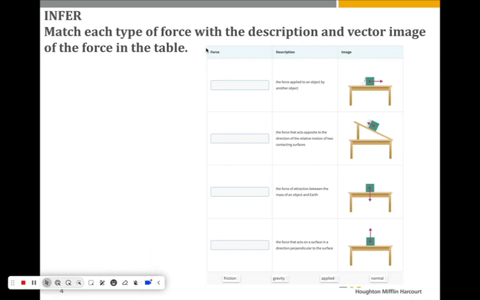So these forces can describe what's happening in the image, the force applied to an object by another object. If this is an applied force going this direction, we would say that's, I just said it. So this one would be applied force. So I want you to think, is it applied, a normal force, the force of gravity, or the force of friction?